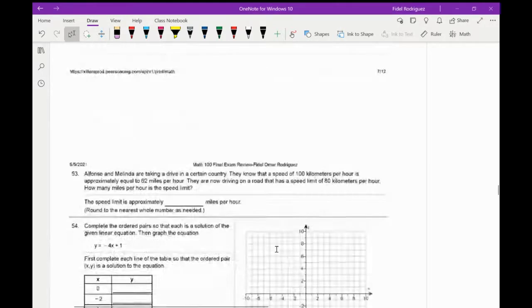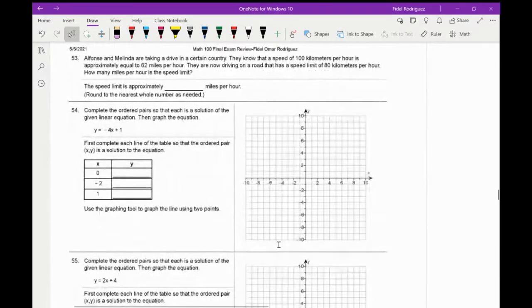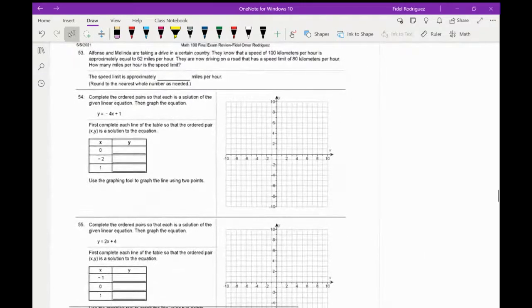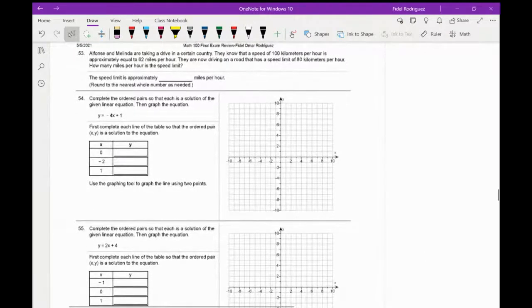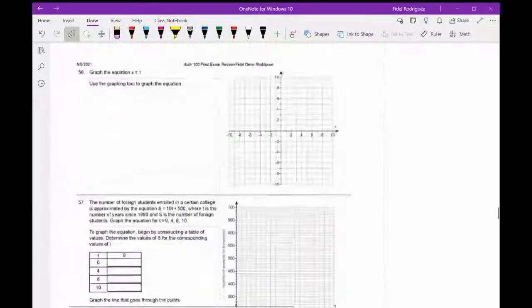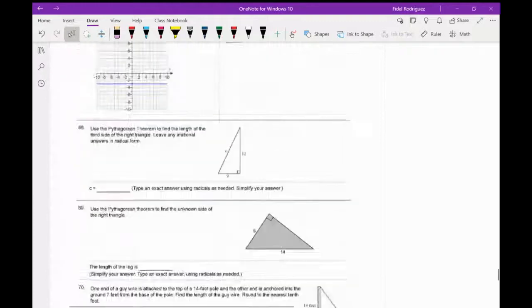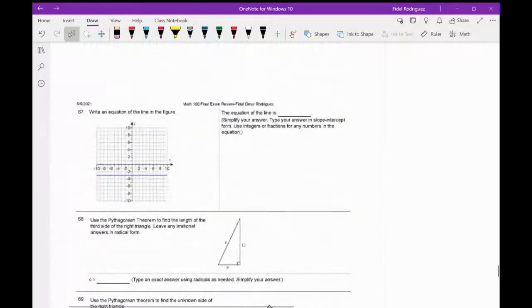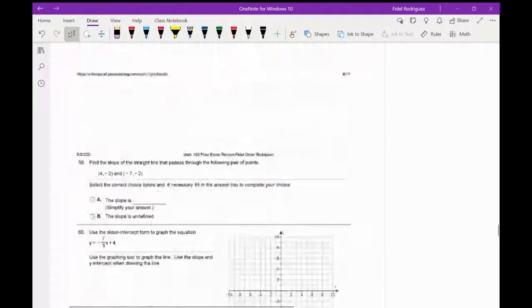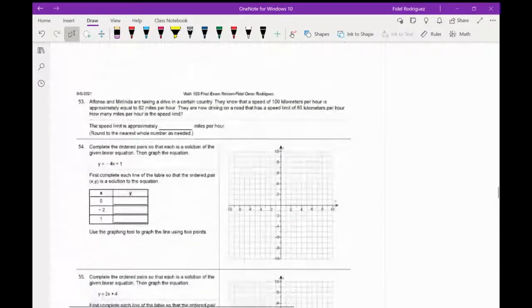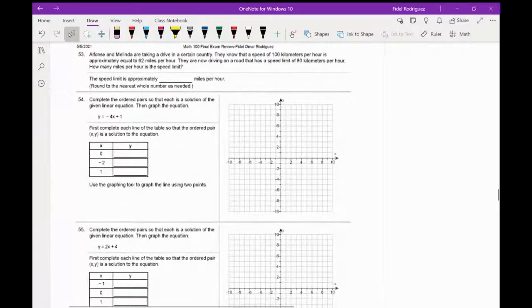So let me scroll down here. Okay, so guys, here we are. We're getting to the idea of slopes and all that kind of stuff, because it looks like problems 53 through 67 are the ones that all deal with lines. So we have plenty of time, okay? I don't want y'all to feel that you can only ask me one or two questions. You can ask me every question if you have it, okay?